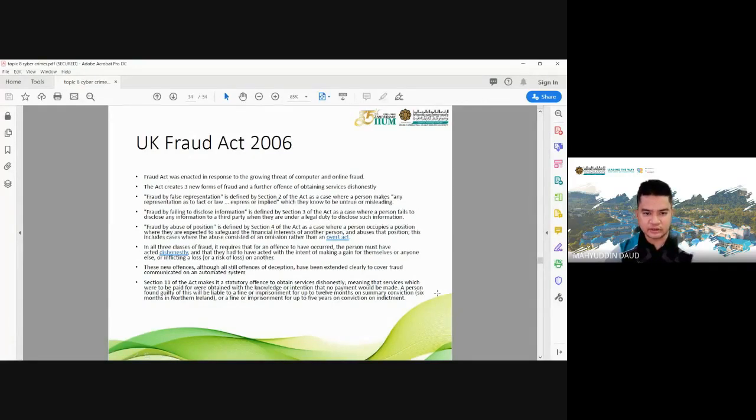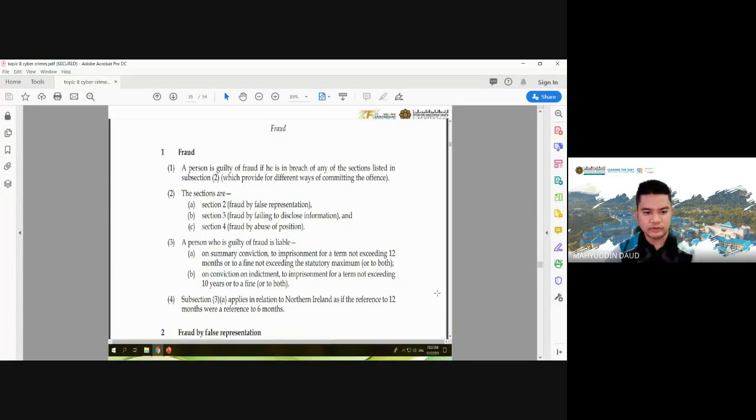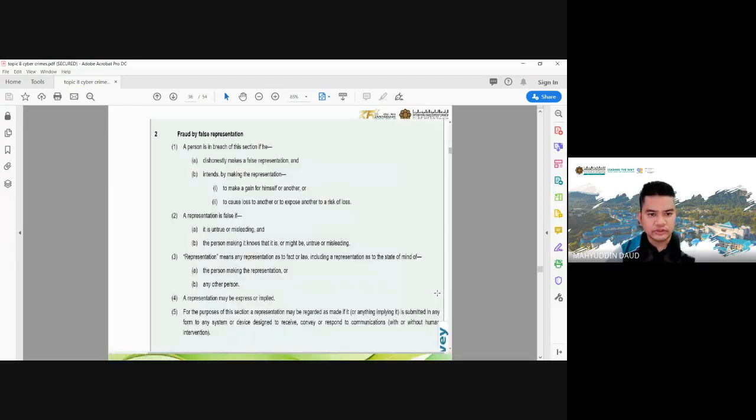So I won't go into detail on the UK Fraud Act. Basically, the UK Fraud Act regulates computer fraud. There are three kinds of fraud: fraud by representation, fraud by failing to disclose information, and fraud by abuse of position. So they use fraud both in the context of online as well as real world crime. So these are the provisions.